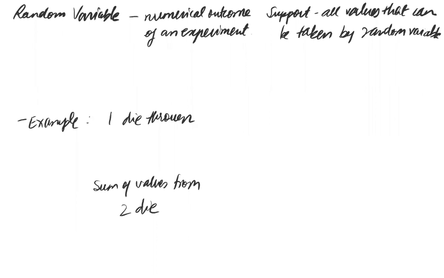So X will take the value of all the outputs that you can get out of this experiment, which would be called the support. So support is basically all the values that can be taken by any random variable. So the support of X here would be equal to the values it can take. So it's going to be 1, 2, 3, 4, 5, 6, right?